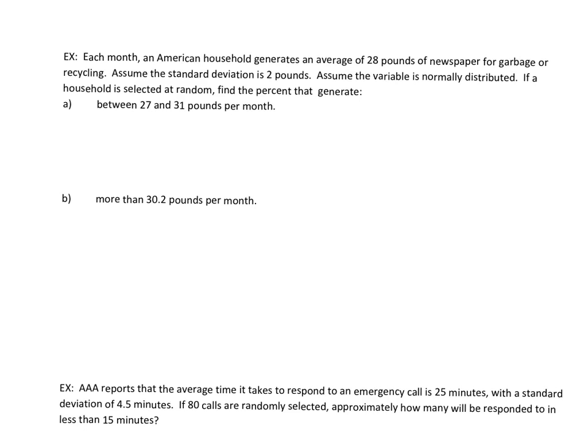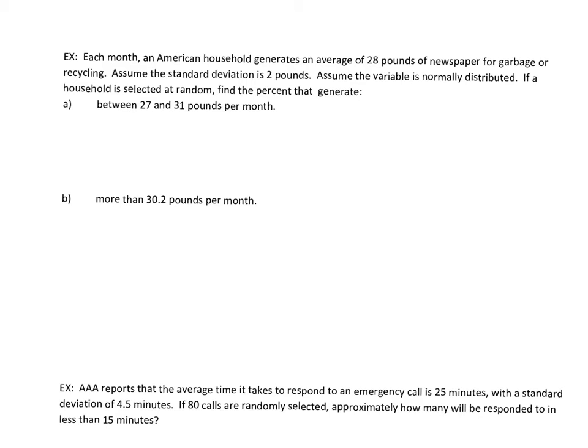So each month, an American household generates an average of 28 pounds of newspaper for garbage or recycling. Assume the standard deviation is 2 pounds. Assume the variable is normally distributed. If a household is selected at random, find the percent that generate first between 27 and 31 pounds per month, and then more than 30.2 pounds per month.